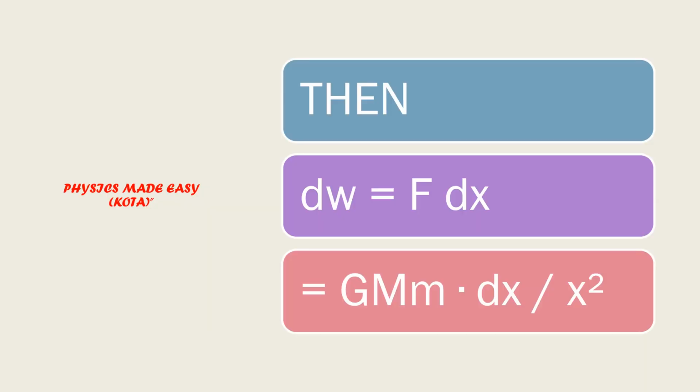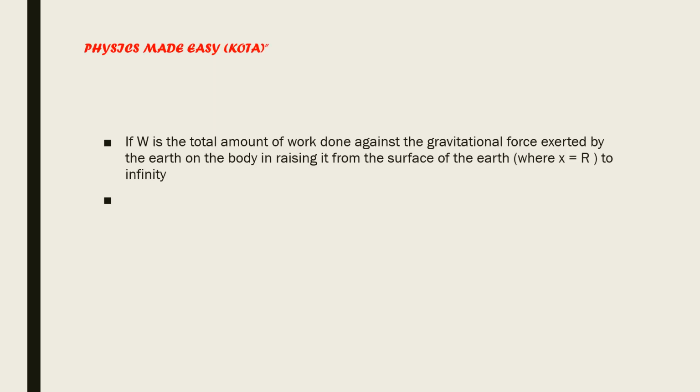We know the expression for work done is equal to force into displacement, and here the value of the force we get from Newton's law of gravitation, that is G M m / x², and this gets multiplied with dx, so the resultant equation is dW = G M m dx / x². If capital W is the total work done against the gravitational force exerted by Earth on the body in raising it from the surface of Earth to infinity.